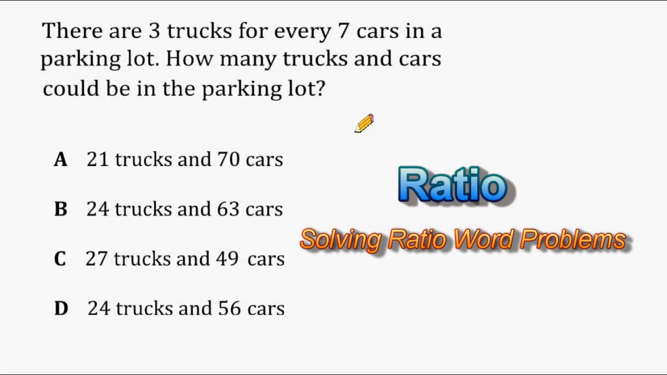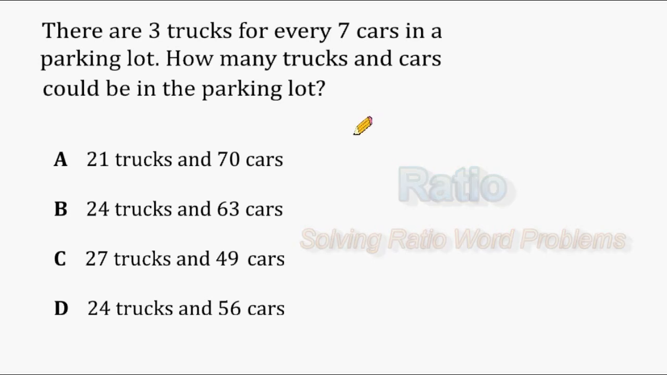All right, what we're going to do in this tutorial is just practice solving a handful of ratio word problems. So let's get started. This first problem reads that there are 3 trucks for every 7 cars in a parking lot. How many trucks and cars could be in the parking lot? So we have 4 choices to choose from.